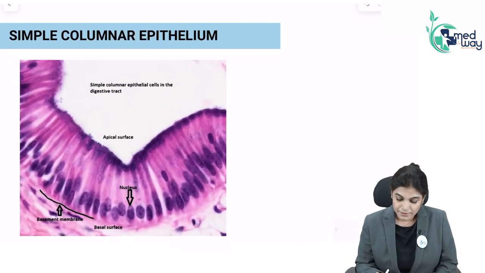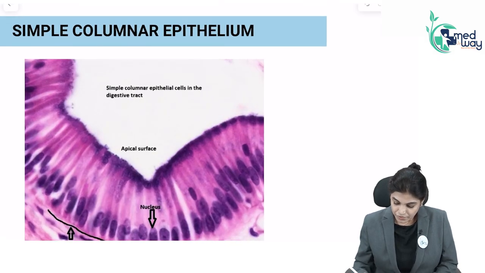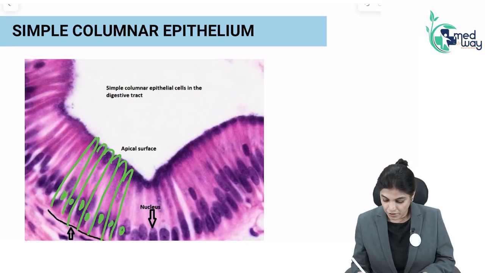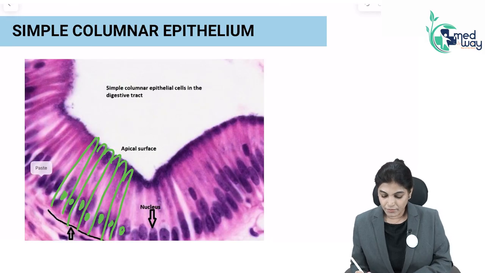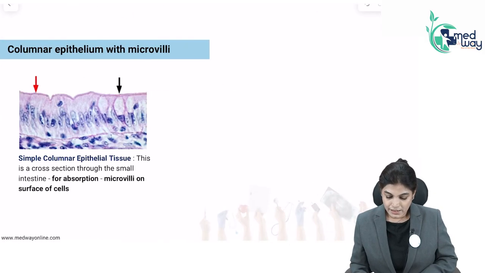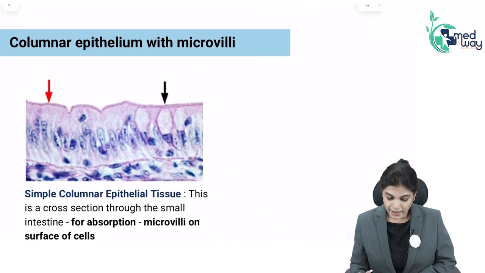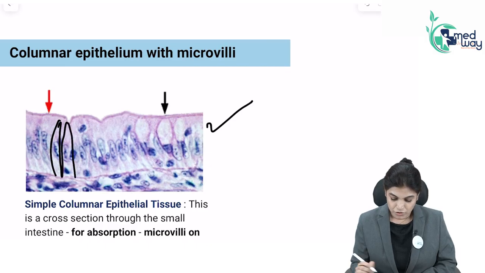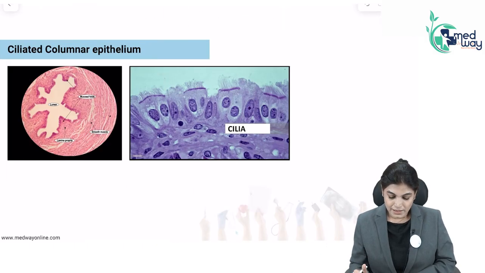Simple columnar epithelium. If we talk about the individual cells, this is column-like. Can you see it is not multiple layers, and the individual cells are columns with the nuclei towards the basal aspect. Such epithelium is present in the small intestine, and columnar epithelium with microvilli, as you can see, is present in the small intestine, increasing absorption, with goblet cells. Also ciliated.